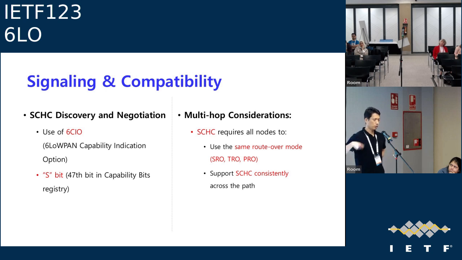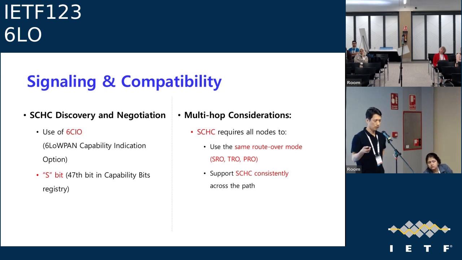The detail is in the next slide. If we support both 6LoWPAN header compression and SCHC, we use the 47th bit in the capability bits registry, with the 6CIO. There are multiple considerations: SCHC requires all nodes to use the same route-over mode, and to support SCHC consistently across the path.